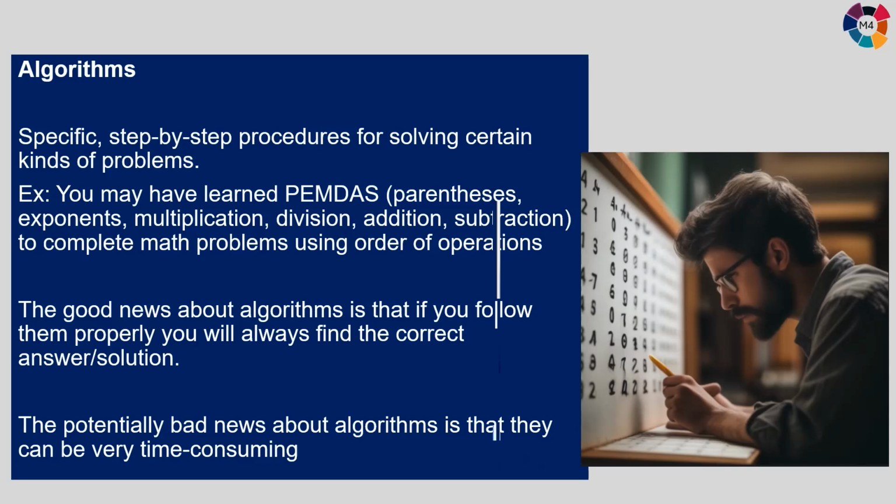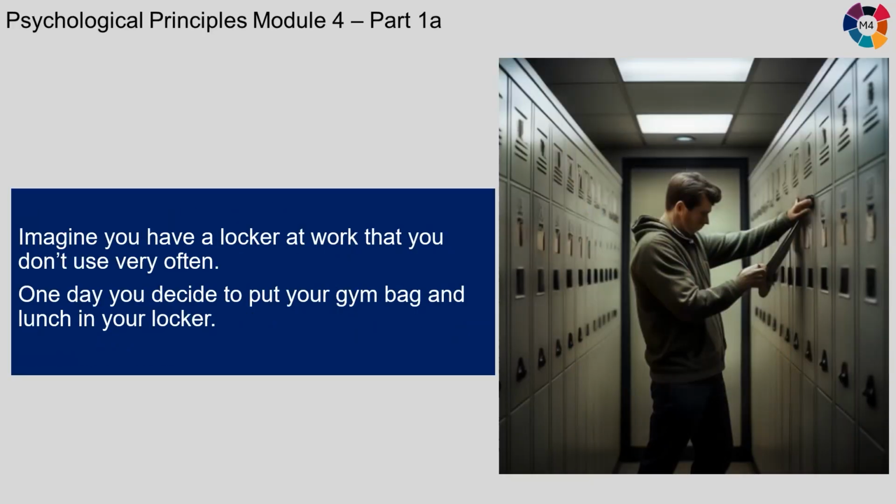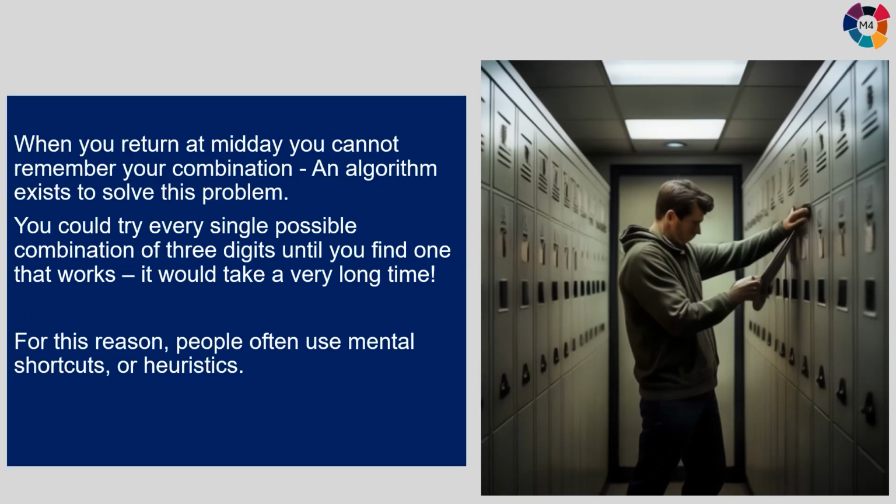Imagine you have a locker at work that you don't use very often. One day you decide to put your gym bag and lunch in your locker. When you return at midday, you cannot remember your combination. An algorithm exists to solve this problem. You could try every single possible combination of 3 digits until you find one that works. It would take a very long time. For this reason, people often use mental shortcuts or heuristics.